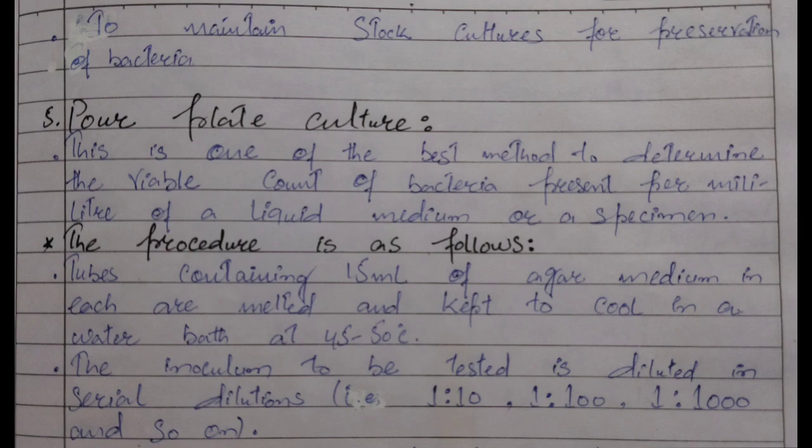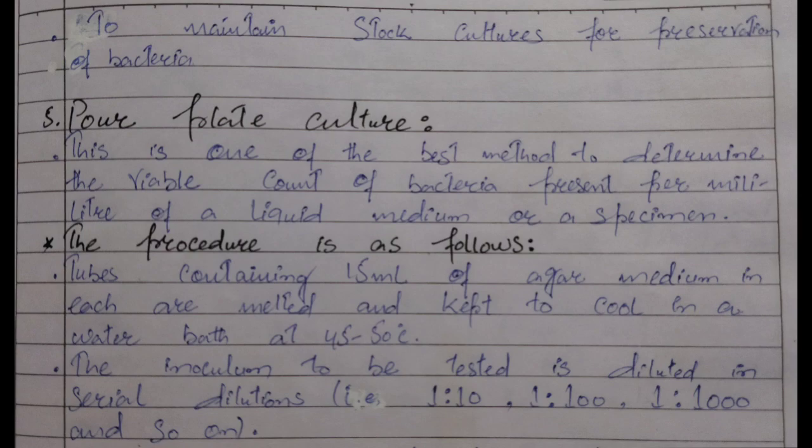Pour plate culture. This is one of the best methods to determine the viable count of bacteria present per milliliter of a liquid medium or a specimen. The procedure is as follows. Tubes containing 15 ml of agar medium in each are melted and kept to cool in a water bath at 45 to 50 degrees Celsius.